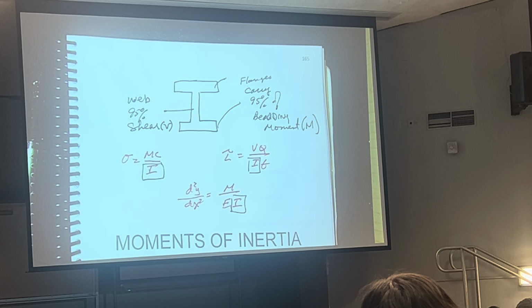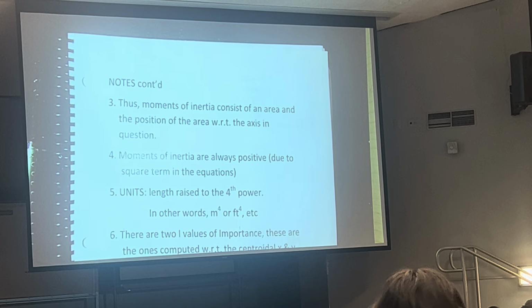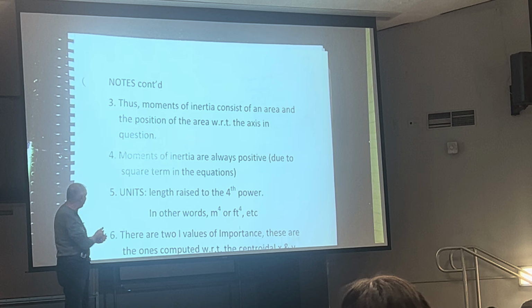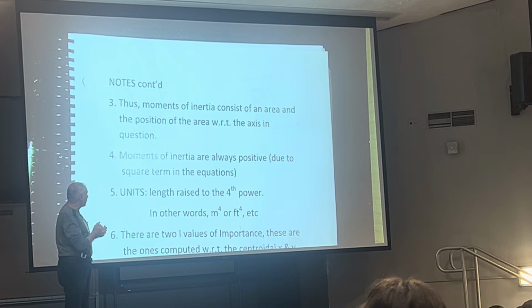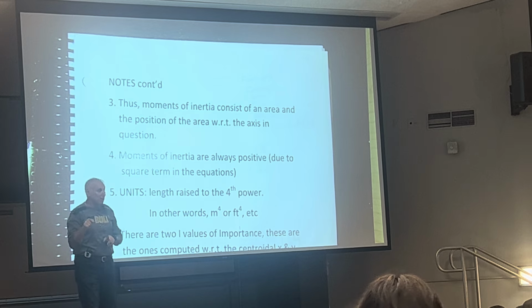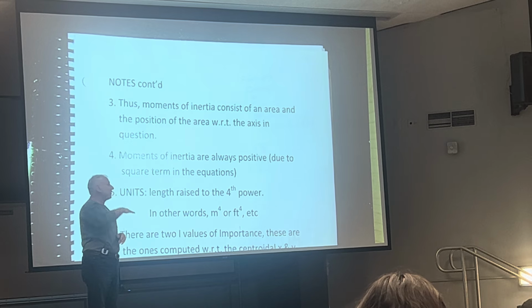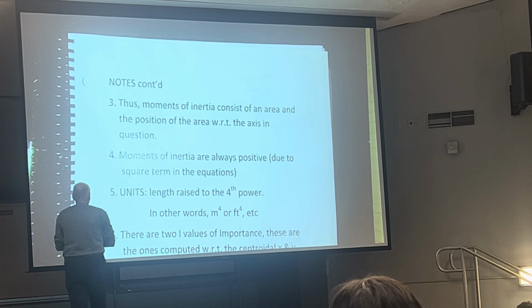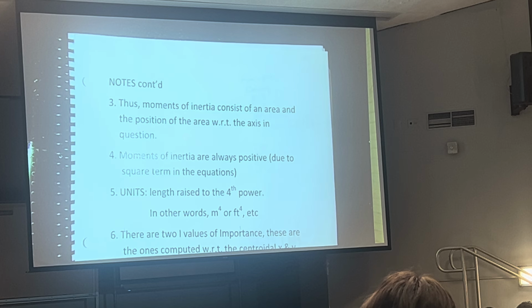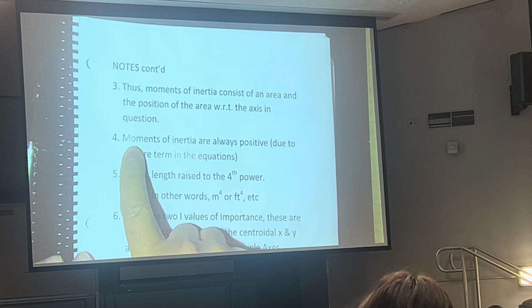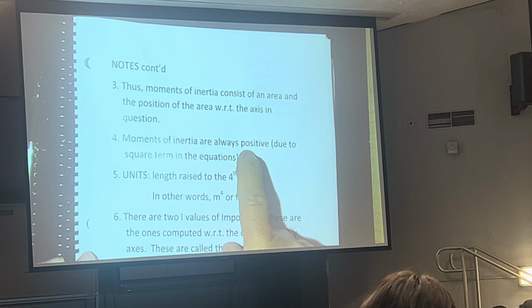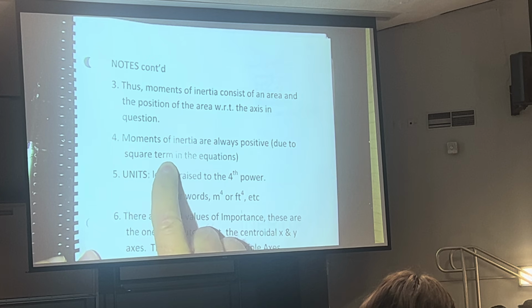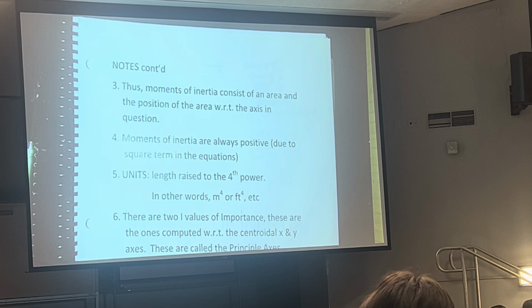All right. Moments of inertia. I'm repeating myself again because it's very important. It really consists of an area and the position of the area with respect to an axis. So an I about the centroid is going to be different than the I about the top of the beam or the bottom of the beam or somewhere in the middle. They'll have all different I values. Weird, but true, moments of inertia are always going to be positive. Why? Because you're squaring x, you're squaring y. The overall number cannot be a negative number.